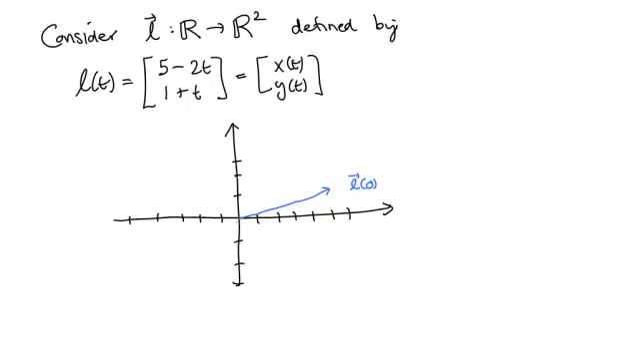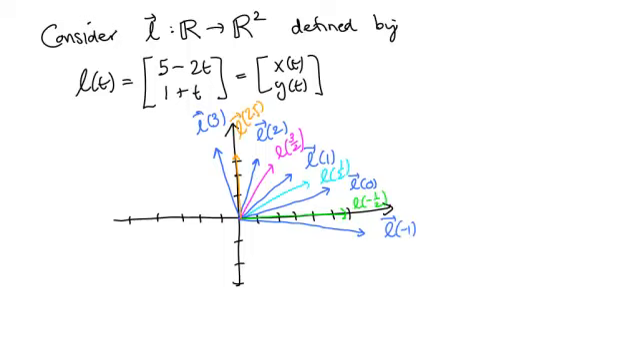L of 1 would be the vector 5 minus 2, comma 1 plus 1. Sorry, I was having a brain fart there. So that would be the vector 3, 2. And so we would have this vector right here. Here's L of 1. At L of 2, we would have the vector 1, 3. And at L of 3, we'd have the vector minus 1, 4. And so the picture's pretty similar to what we had last time.